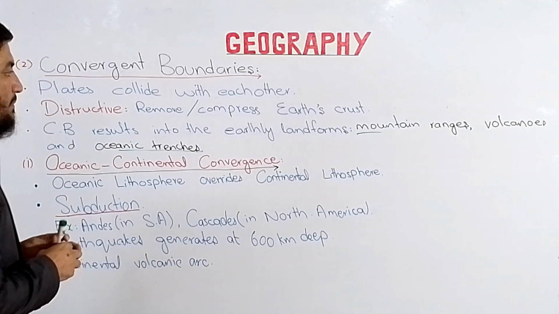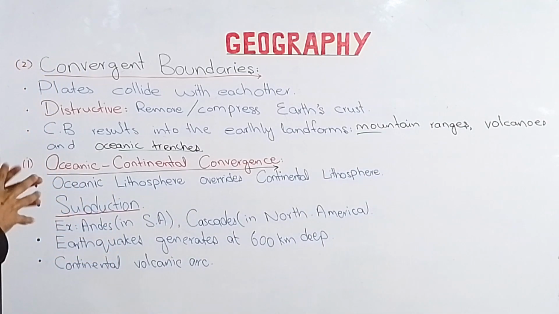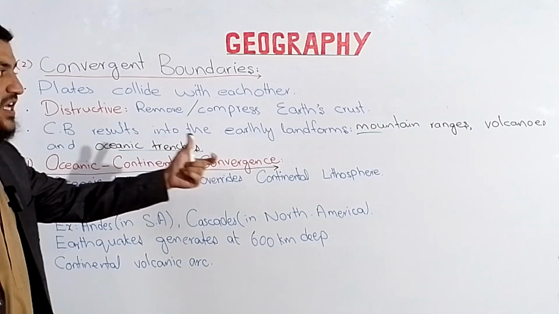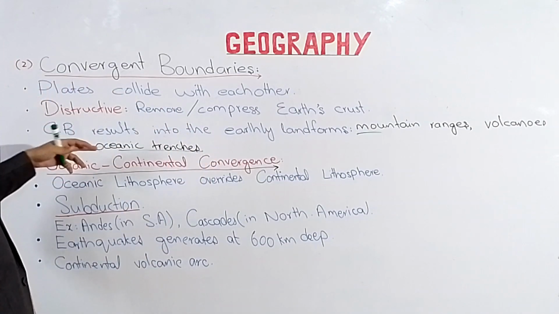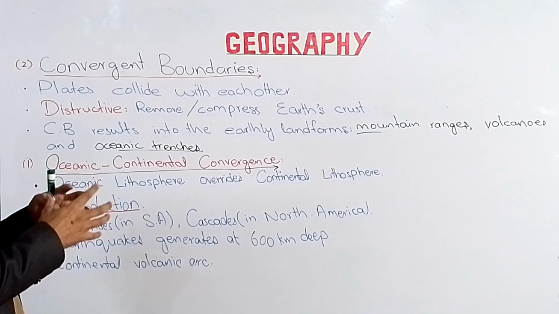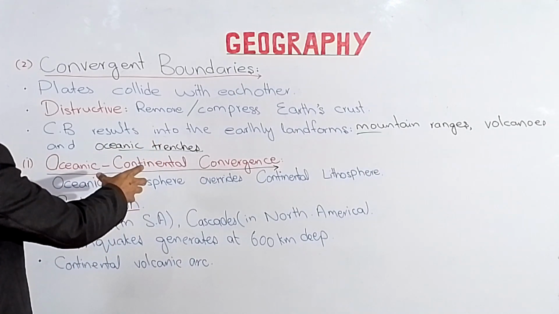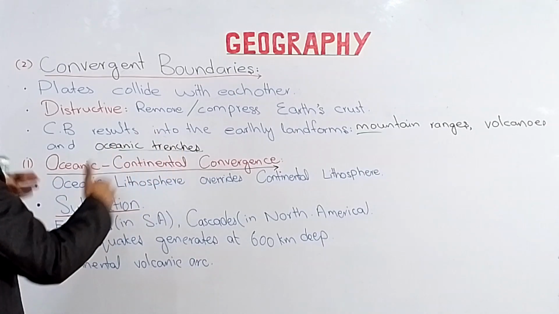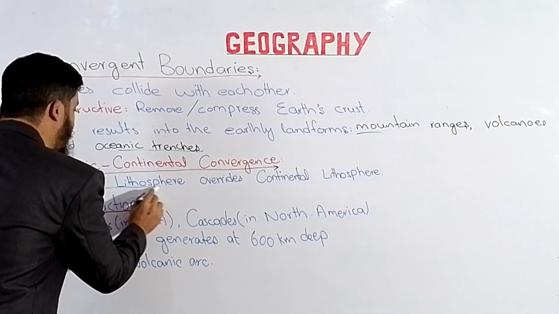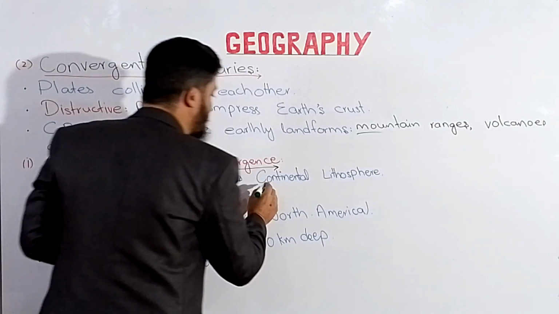The convergent boundaries result in landforms like mountain ranges, volcanoes, and oceanic trenches. देखें, जब दो प्लेट्स आपस में कोलाइड करती हैं, तो उसके रिजल्ट में माउंटेन रेंजेस बनती हैं, वॉल्केनोज बनती हैं और ओशनिक ट्रेंच बन जाती हैं. इसके तीन टाइप्स हैं. The first type is the collision of an oceanic plate and a continental plate. By the convergence, the oceanic lithosphere overrides the continental lithosphere.